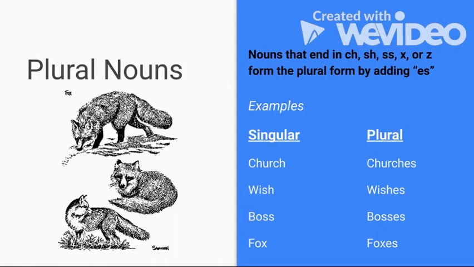Nouns that end in ch, sh, ss, x, or z have a different way of forming their plural form. You do so by adding the letters es. Some examples are as follows. The singular form of the noun would be church, making the plural form churches after you add the es. Same goes for wish and wishes. Boss turns into bosses, and fox turns into foxes. Can you think of any other examples that we could use?